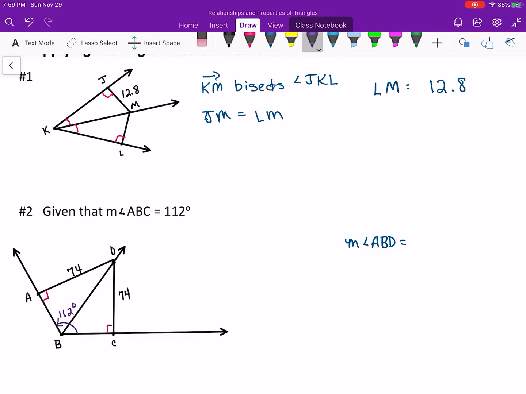AD is perpendicular to AB. And we can also see from the picture that AD, that length, is the same measure as CD. So AD equals CD. The segment AD is perpendicular to AB, and DC is perpendicular to BC.